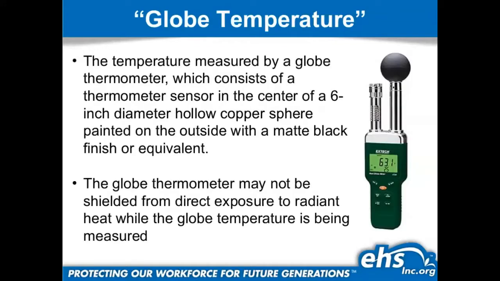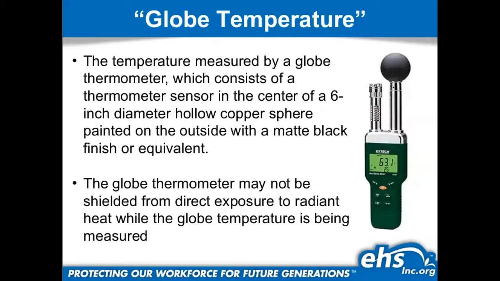Globe temperature, the temperature measured by a globe thermometer, which consists of a thermometer sensor in the center of a 6-inch diameter hollow copper sphere painted on the outside with a matte black finish or equivalent. The globe thermometer may not be shielded from direct exposure of radiant heat while it is being measured.